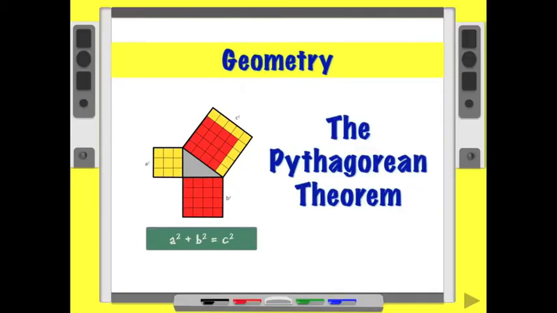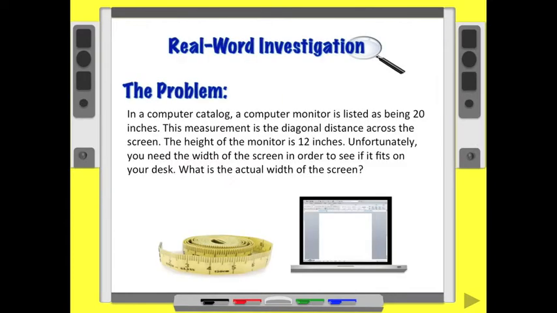Today we are going to use the Pythagorean Theorem to help us solve a real-world problem. Let's read the problem. In a computer catalog, a computer monitor is listed as being 20 inches. This measurement is the diagonal distance across the screen. The height of the monitor is 12 inches. Unfortunately, you need the width of the screen in order to see if it fits on your desk. What is the actual width of the screen?